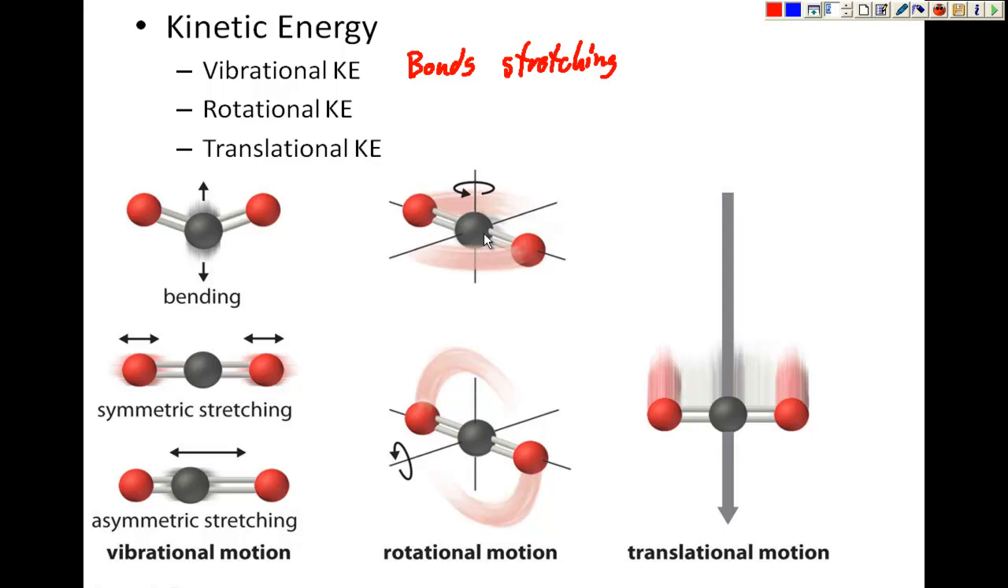Rotational is when the molecule just spins. And translational, it's just moving. The molecule is simply moving from one location to another.